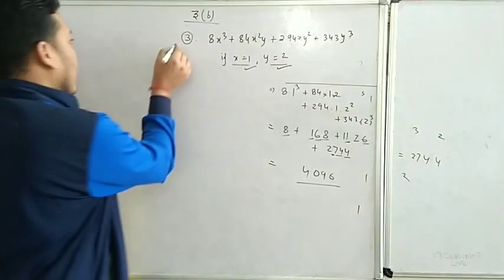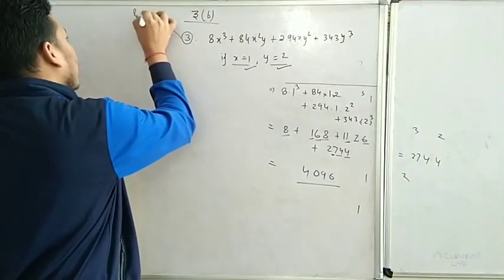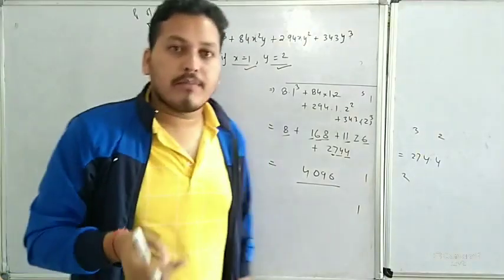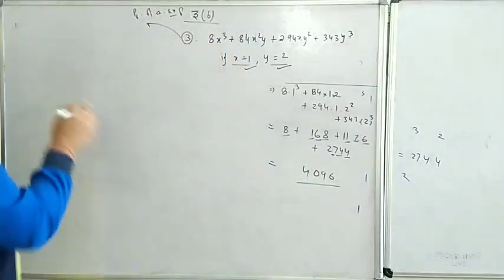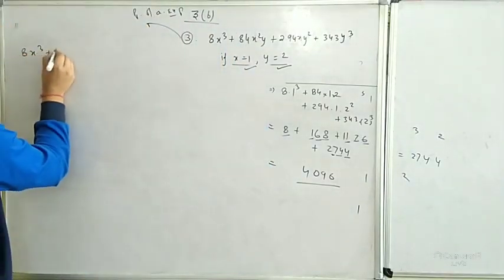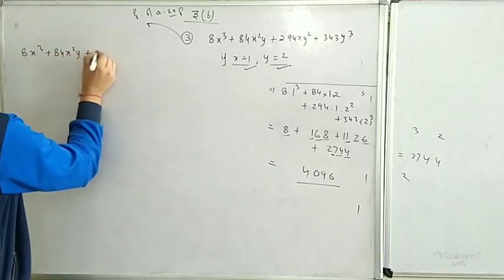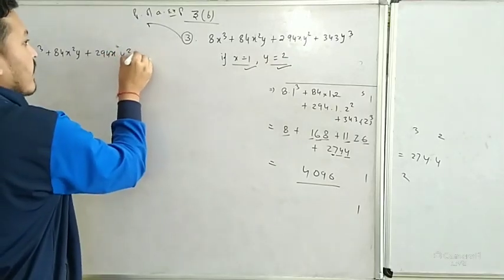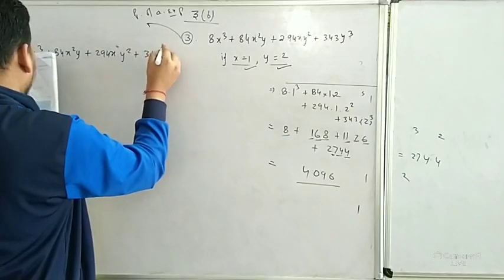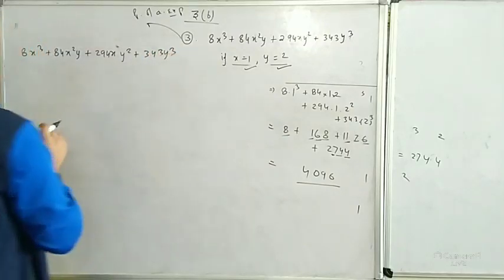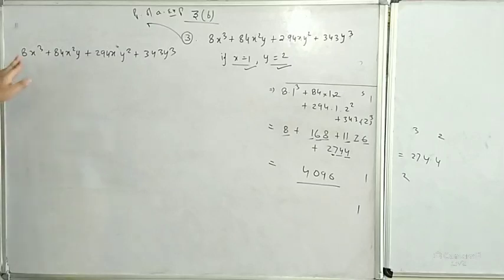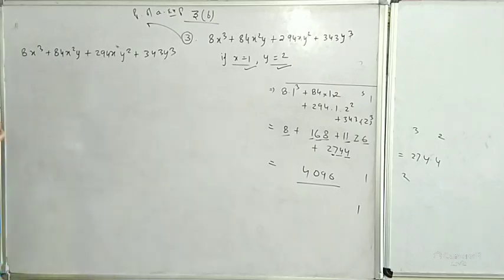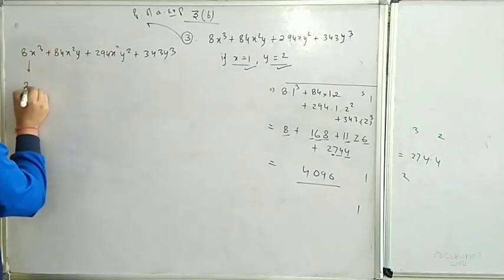But if the question is to calculate the same question by using the property of algebraic expressions, and as you know, algebraic expression means a plus b whole square, a minus b whole square, you have to use this kind of property. So the question is 8x cube plus 84x square y plus 294xy square and plus 343y cube. As you know the formula of a plus b whole cube, because it is in the form of the expansion of a plus b whole cube, when you write it in the smallest form, this can be written as 2x whole cube.